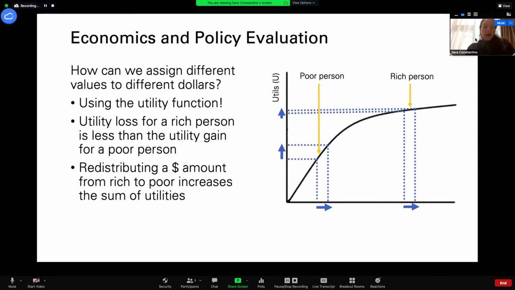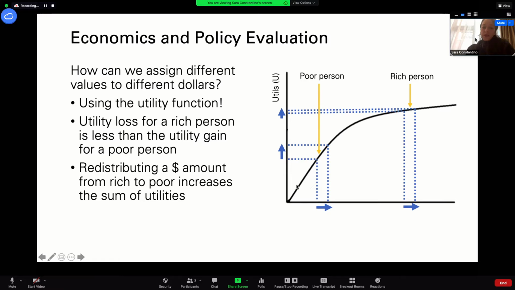So how can we assign different values to dollars going to different people? One way economists have done this is using the utility function. If we take the concave utility function from our earlier slide, we can use it to value a transfer of wealth from a rich person out here on the high wealth end of the curve to someone less well off down on the left of the curve. And so what we can see is transferring the same unit of wealth from a rich person to a poor person is going to increase the increment in utility more for a poor person. And so redistributing a dollar amount from rich to poor will increase the sum of utilities.